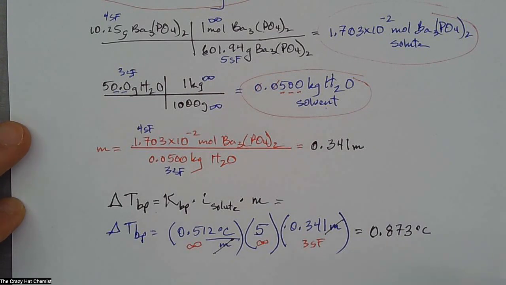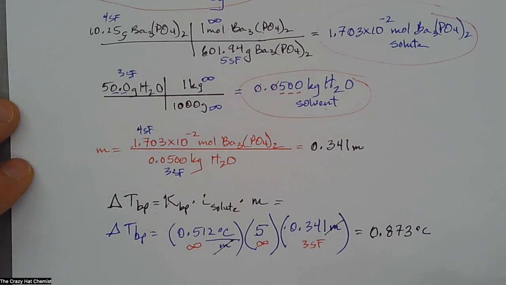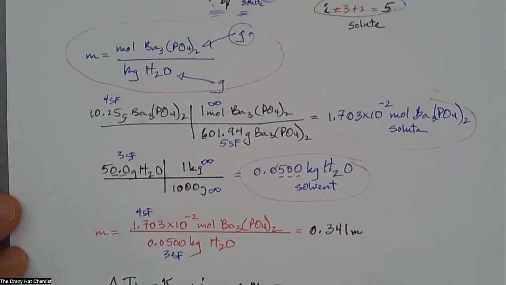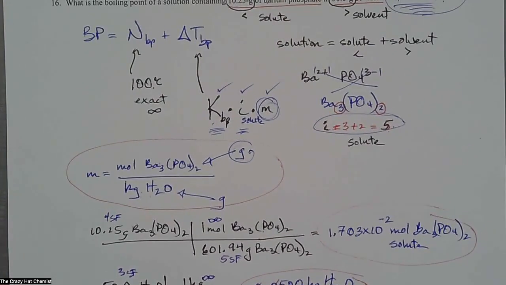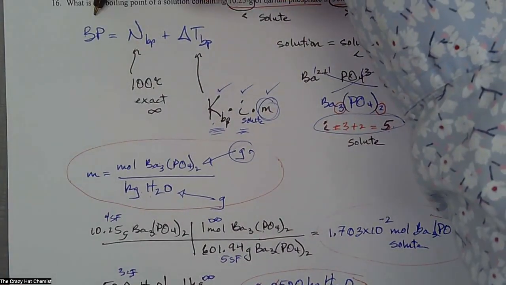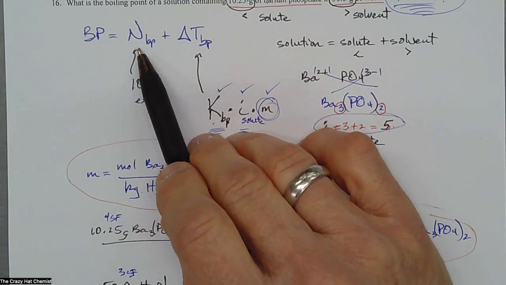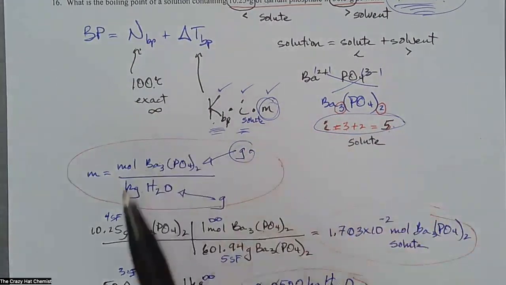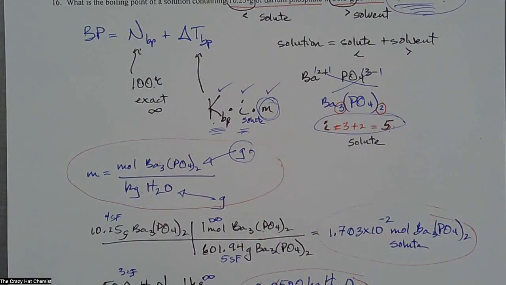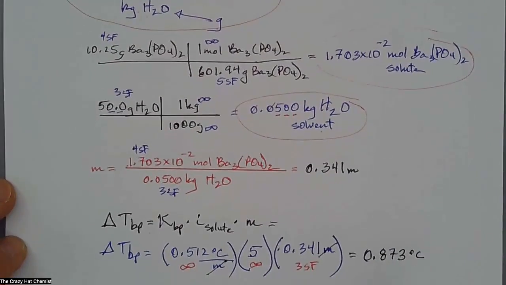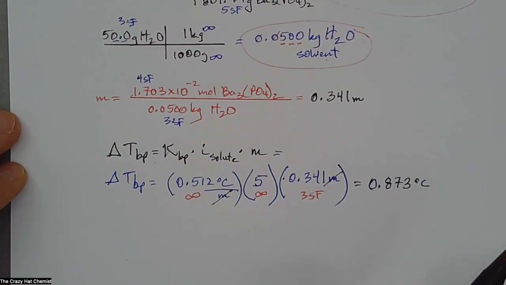What are we going to do with this? We are going to go back to our boiling point equation here at the top. So I'm going to slide this up here. All right, so we are going to solve for the boiling point, the normal boiling point, which is 100 degrees Celsius, plus the change in temperature of the boiling point. And so we're going to plug into that right now. So sliding this down at the bottom.